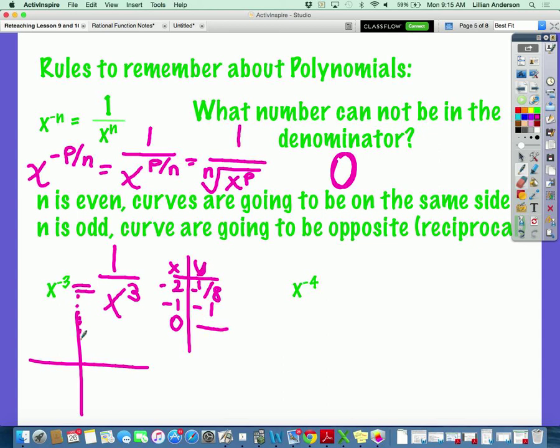So there is a dotted line, an asymptote, at 0. What do I get when I plug in 1? What do I get when I plug in 2?